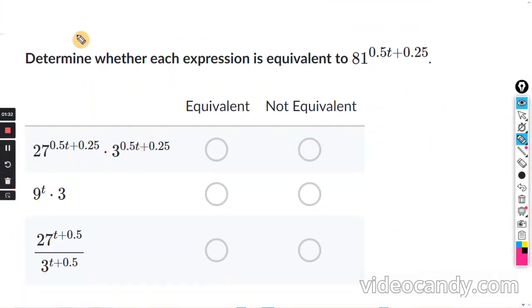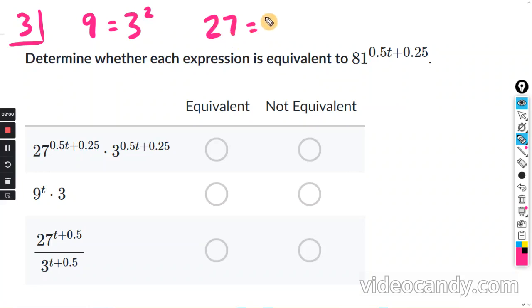On the top here, I'm going to write out all of my equivalencies. We said the smallest base number is a 3. The next one up is a 9. We know that 9 is the same as 3 squared. I'm trying to write these numbers in terms of the smallest number, which is 3. And the next one up is 27. We know that 27 is the same as 3 to the third. That's 3 times 3 times 3.